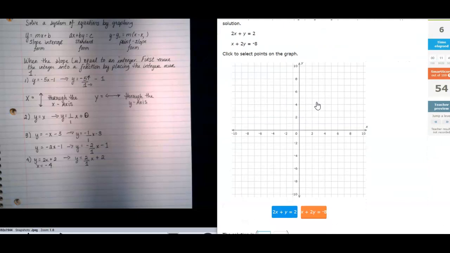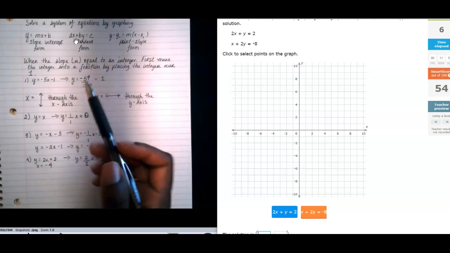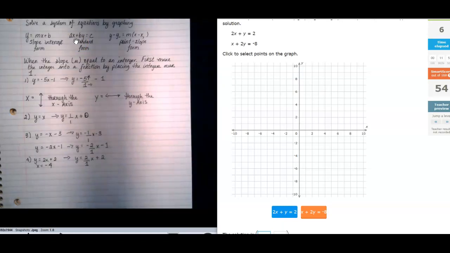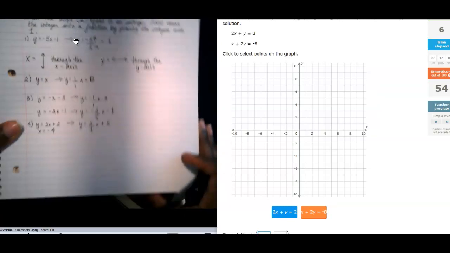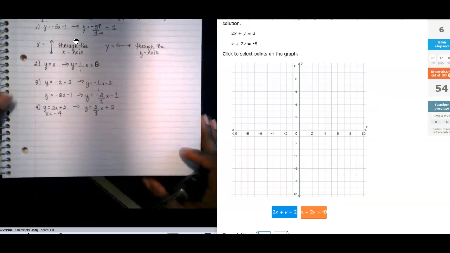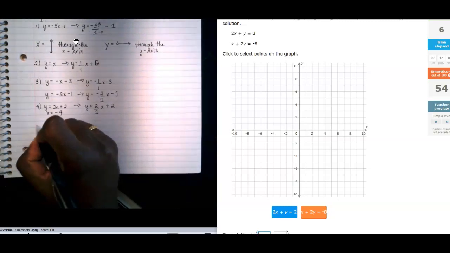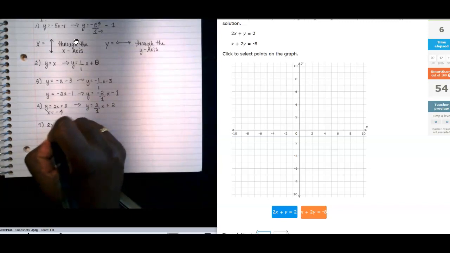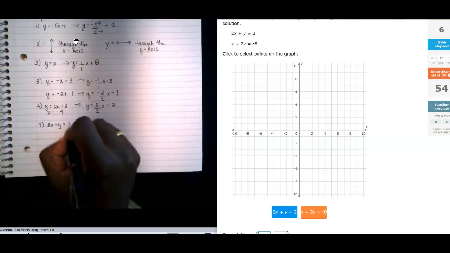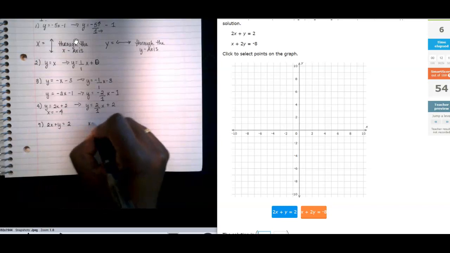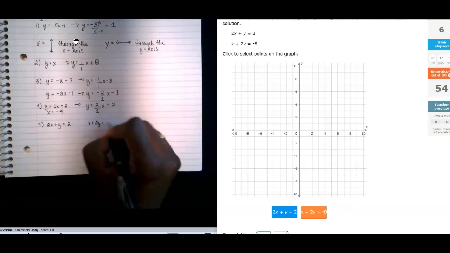All right, so this time now we've got our equations in standard form. And if you remember, standard form is really good when you are using x-intercepts. So I'm going to explain this in 2 different ways. This is question number 7. We've got 2x plus y is equal to 2, and then we've got x plus 2y is equal to -8.